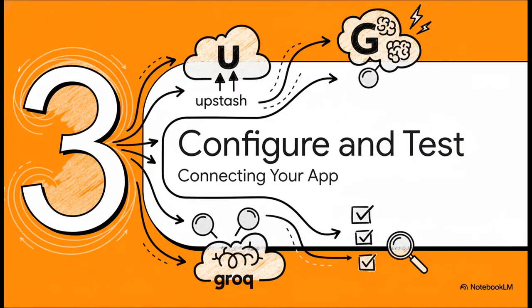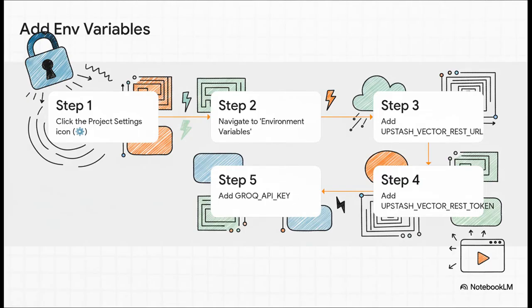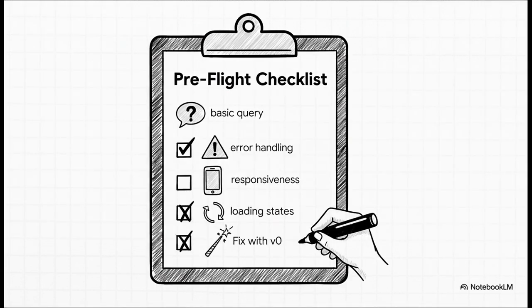Okay, so v0.dev has worked its magic and generated our application code. That's awesome. But before we can launch it, we need to connect it to our cloud services. That's Upstash and Grok, and of course, run a few quick tests to make sure everything works perfectly. Right. Before the app can do anything, it needs its keys. So inside the v0.dev project settings, you'll securely add your API keys for both Upstash and Grok. This is the critical step that actually allows your new front end to talk to the back-end services we set up earlier.